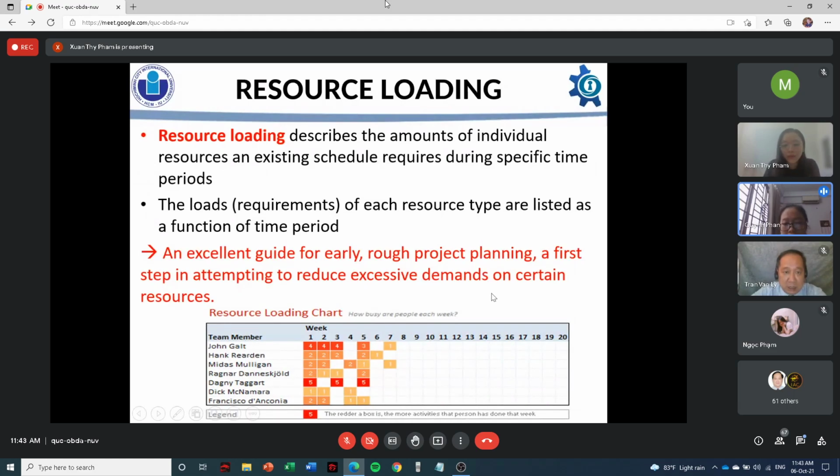From all I have said, we can see that resource loading is an excellent guide for early raw project planning, a first step in attempting to reduce excessive demand on certain resources.